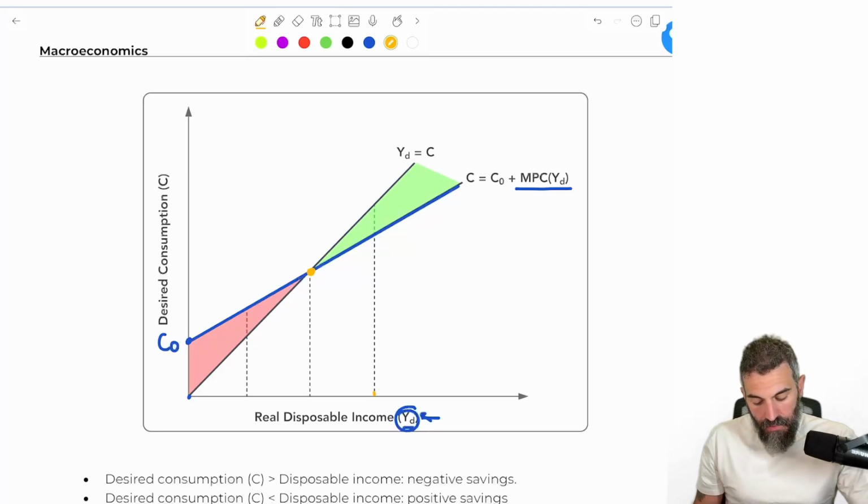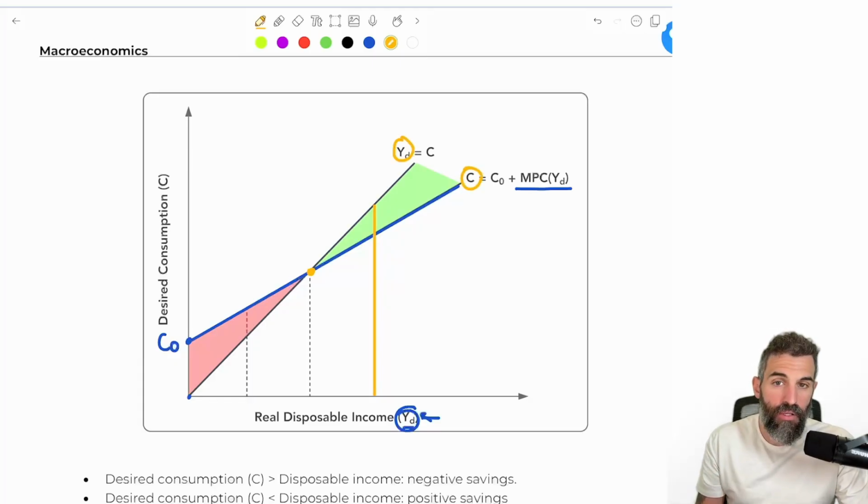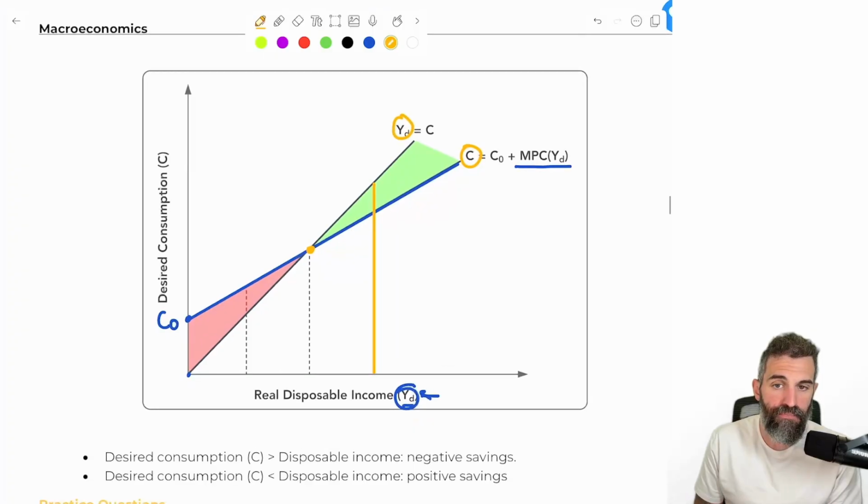Now, on the right, think about what this means. Your income is higher than your consumption. You earned more money than you spent. That means you have positive savings, and that's the green. You have positive savings. That's what I wrote at the bottom. You're saving money because you're not consuming all of your income.